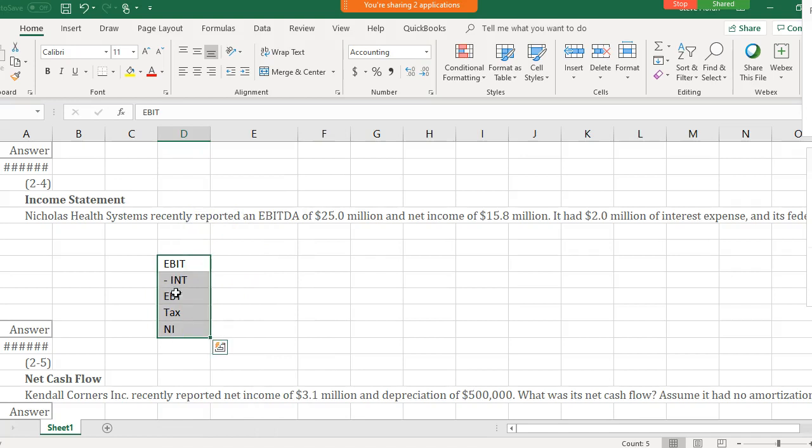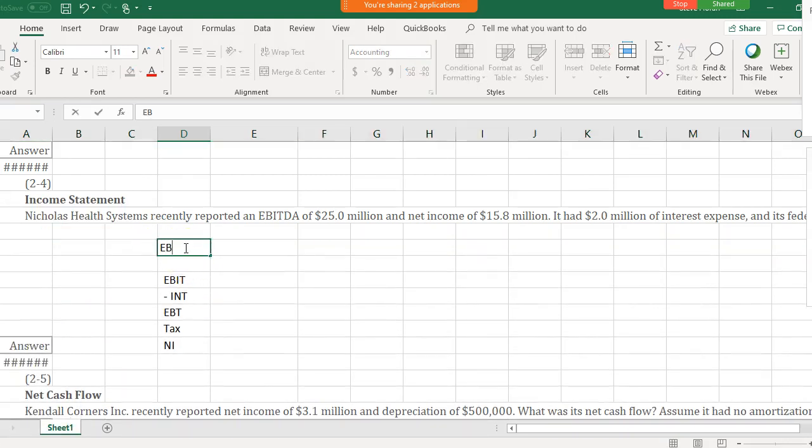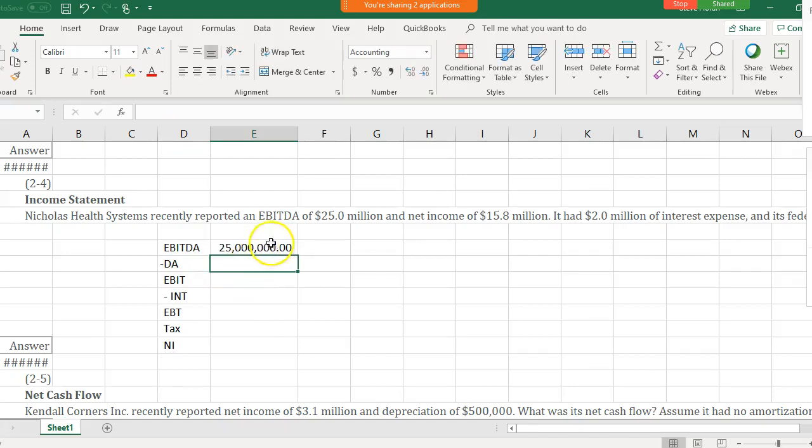One thing to keep in mind is that EBITDA is the first line here. So EBITDA, and then we subtract from that depreciation and amortization. The EBITDA they gave me was 25 million. Then from there I need to work my way down and solve for this. They gave me some clues here, right? They told me that net income is 15.8, so I know the bottom line is 15.8 million.